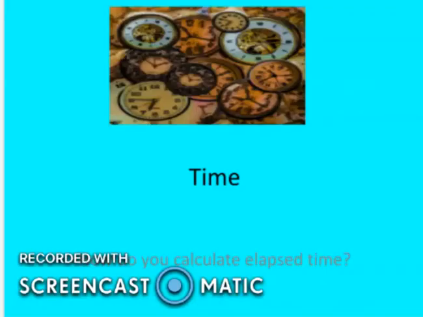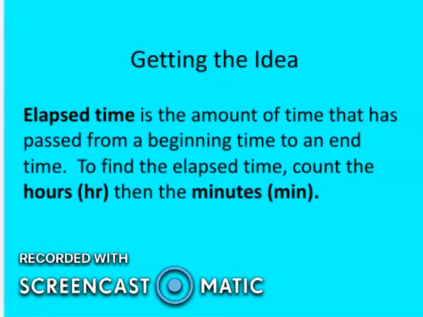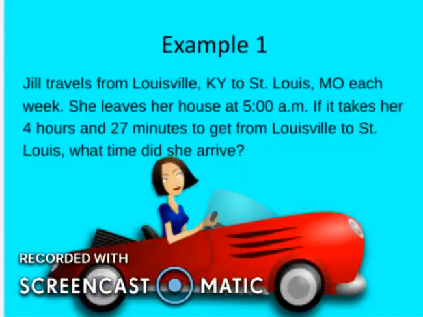And again, we're just going to kind of review that we are calculating elapsed time. We know that elapsed time is the amount of time that has passed from the beginning time to an end time, and that we can find elapsed time by counting the hours and then the minutes. So we're going to be thinking about that as we work through on a number line.